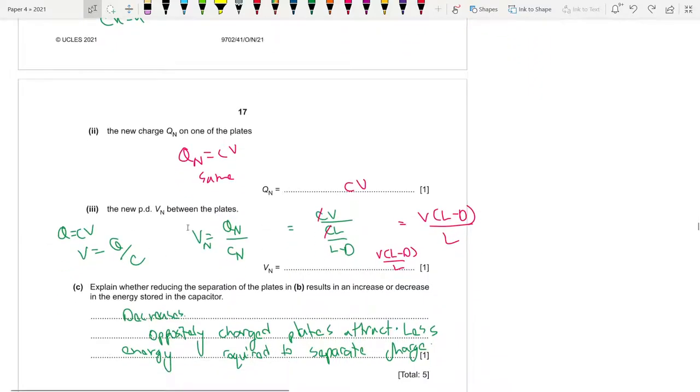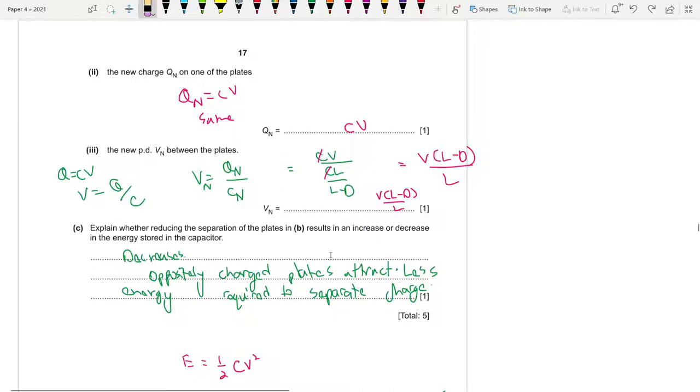Now the new potential difference between the plates. We know that Q is equal to CV and V is equal to Q by C. The charge remains the same at CV, but the capacitance changes. It becomes CL divided by L minus D. Now we can get rid of the C's, and after taking the reciprocal, we end up with V times L minus D divided by L. This is your new voltage.